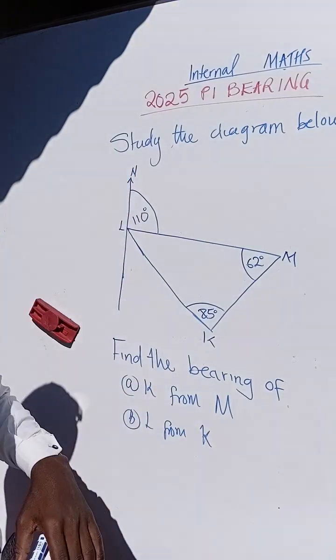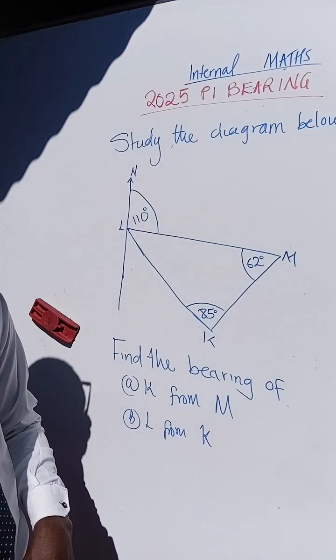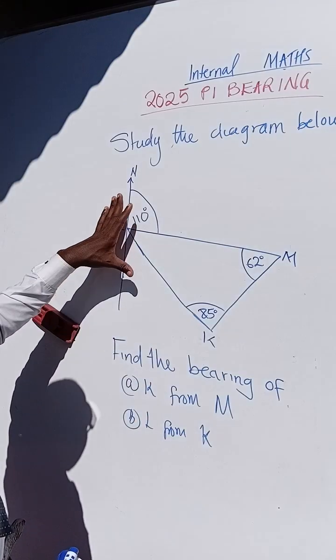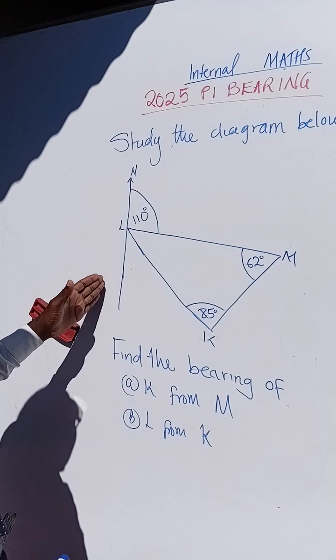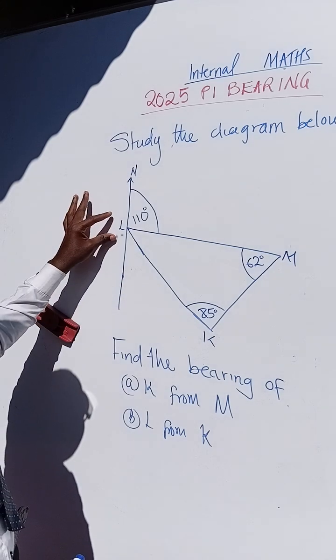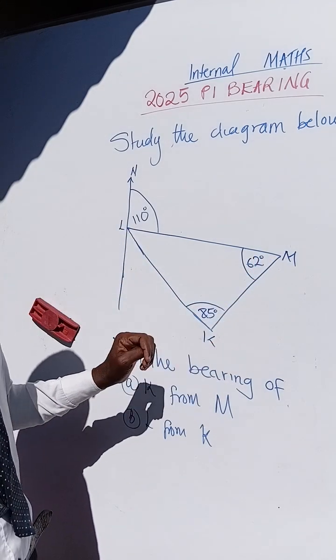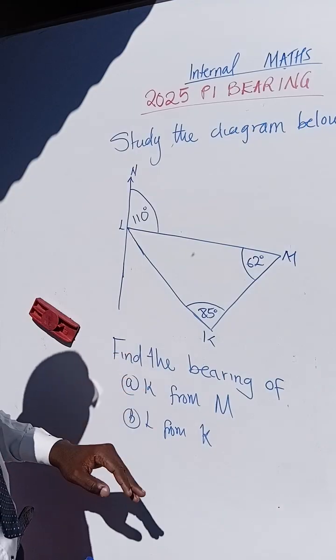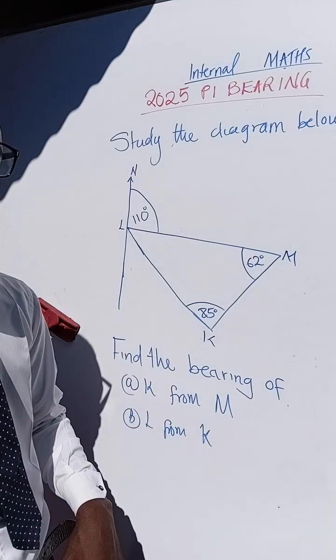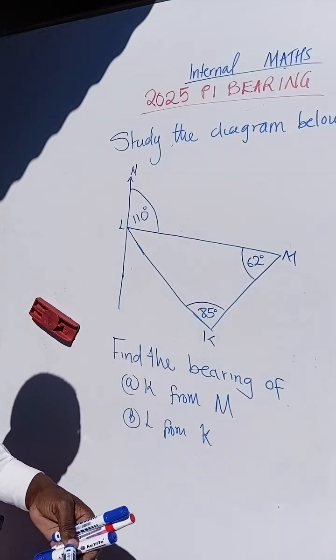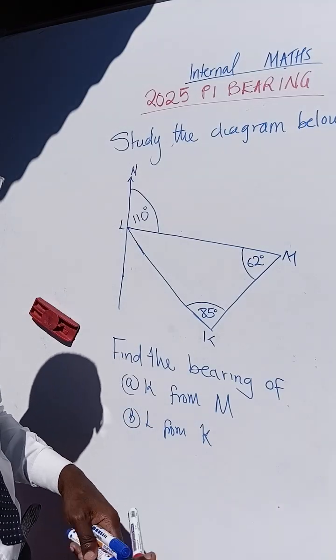Okay, so according to the question, they're saying study the diagram below. Now, this is the triangle that you can see. Over this triangle, we can see the letters L, M, K. Now the question says find the bearing of K from M. Find the bearing of K from M.